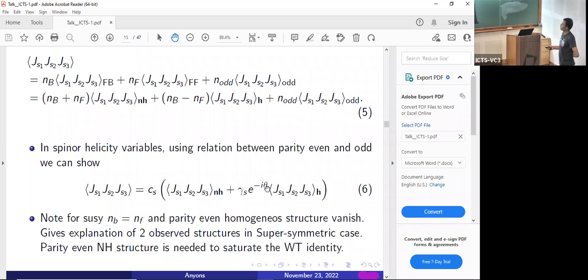Yeah. Okay. One thing you immediately see here, for a supersymmetric theory, if NB is equal to NF, you immediately get 2 structures, okay? And this was conjectured earlier in the literature, that for supersymmetric theory there are 2 structures. But in this language, it becomes very easy to see, and which part of the correlator is not present also becomes very easy to see.